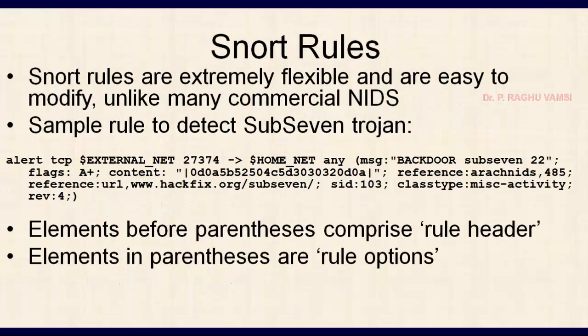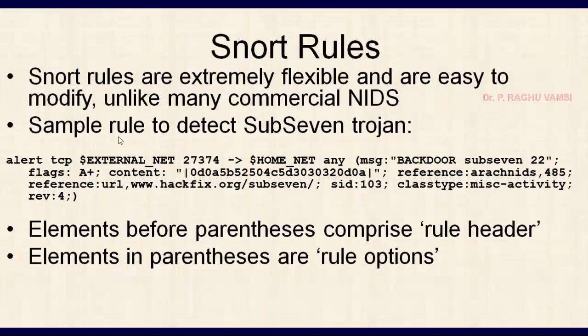So the Snort rule will look like this. Snort rules are extremely flexible and easy to modify, unlike many commercial NIDS. Here is a simple rule to detect the Sub7 Trojan: alert tcp $EXTERNAL_NET. This is the variable name that you will write. For the external net, you may provide a range of the external network, which may not be a private network like the 10 series, 172 series or 192 series.